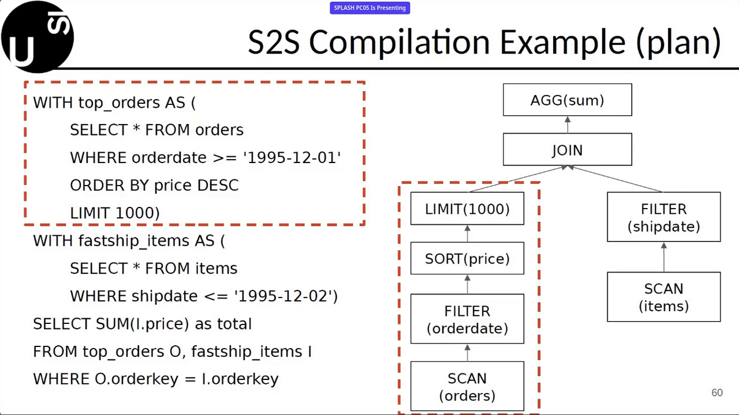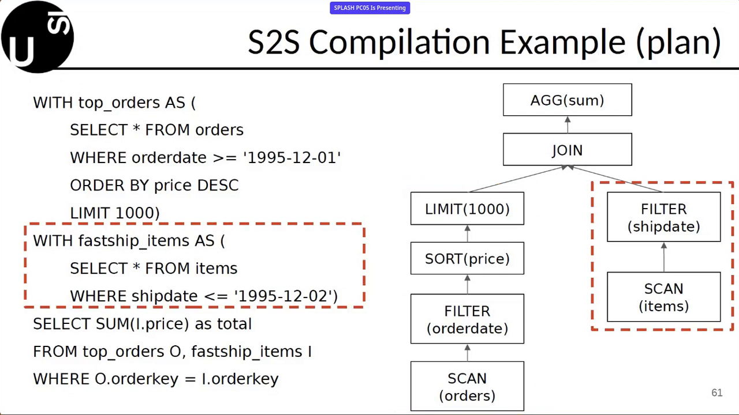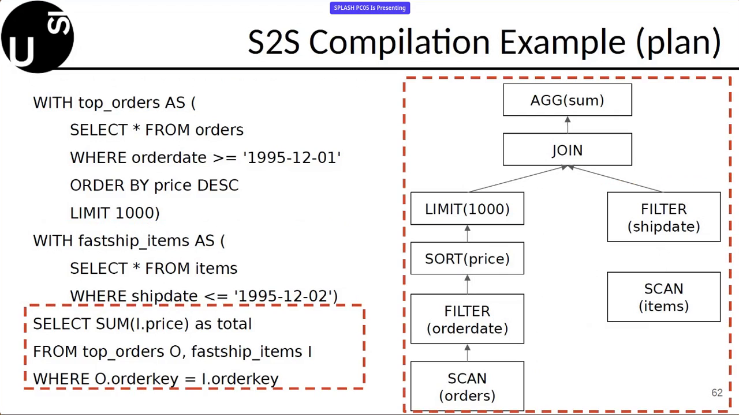The top orders are basically a scan over an order table, a filter over the order date, which are then sorted by price and finally limited. The fast ship items are simply a scan over the items table and a filter over ship date. And the word query basically joins these two subqueries and aggregates the result with the sum aggregation function.